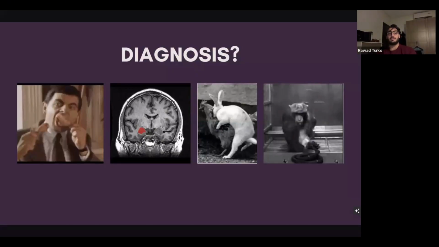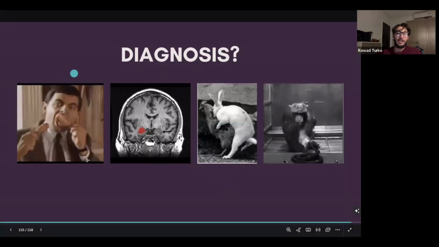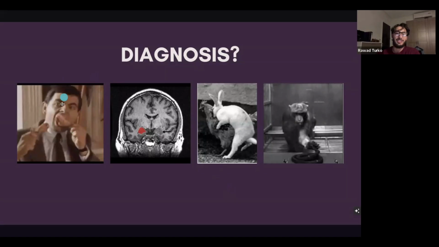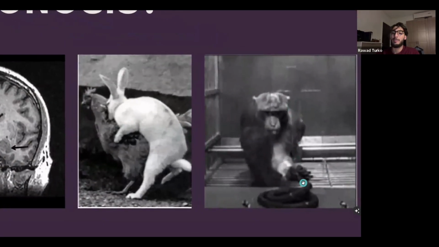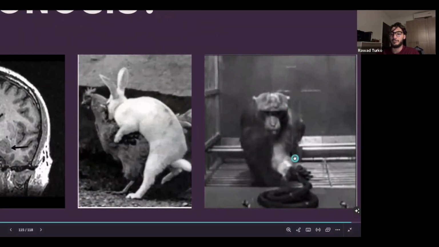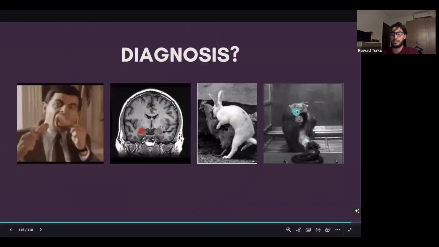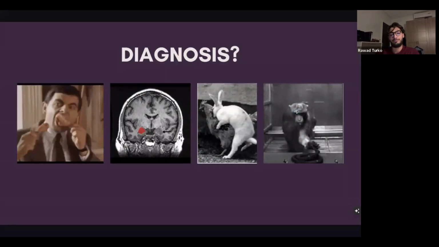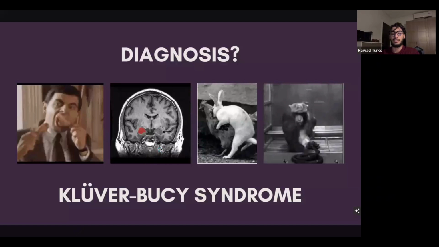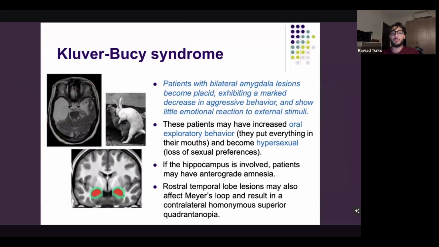Okay, so who knows what the diagnosis is here? Here we have hyperorality, where this patient, or this Mr. Bean, I guess, is putting things into his mouth. We have a lesion in these structures here. We have hypersexuality and loss of fear. I'm not sure if you can tell, but this is a monkey who's reaching out from his window and grabbing a snake. And monkeys have a natural fear of snakes. So this patient has this specific disease and he has loss of fear. So this is Kluver-Bucy syndrome. Or in other words, this is a bilateral amygdala lesion.